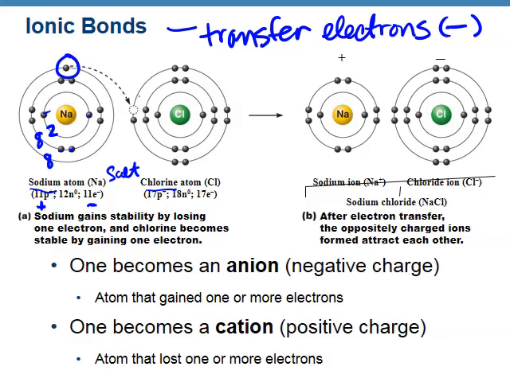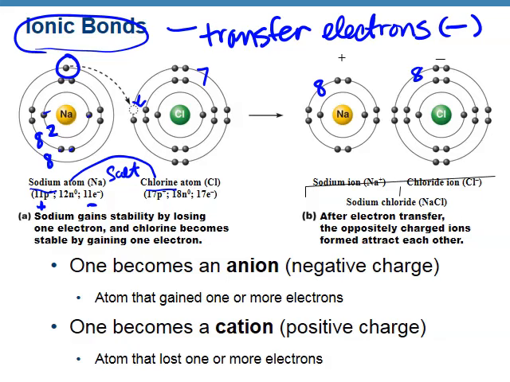Chlorine, on the other hand, is only missing one. It has 7 on the outer ring, and it would love to have one more. So in this instance, when a sodium atom comes in contact with a chlorine atom, the sodium gives up its electron to the chlorine, and now they're both happy. So this outer ring has 8, and this outer ring has 8. And so this is called an ionic bond.